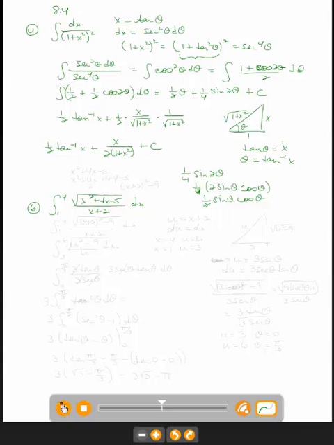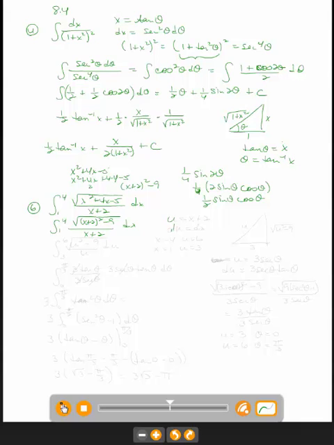So I'm going to take that x squared plus 4x minus 5, and I'm going to move the 5 down. Half of 4 is 2, 2 squared is 4, add 4, subtract 4. The first 3 terms factor to x plus 2 squared. The last 2 terms are minus 9. So this turns into the square root of x plus 2 squared minus 9 over x plus 2.